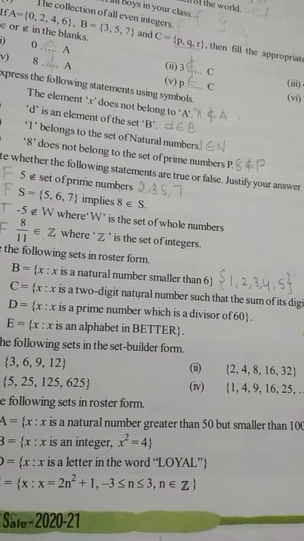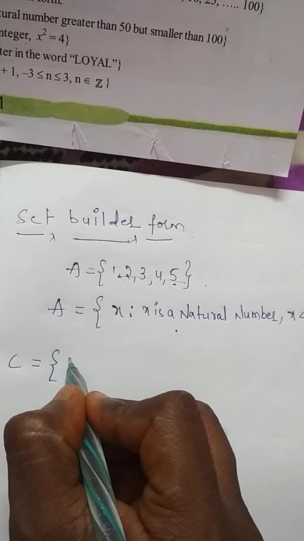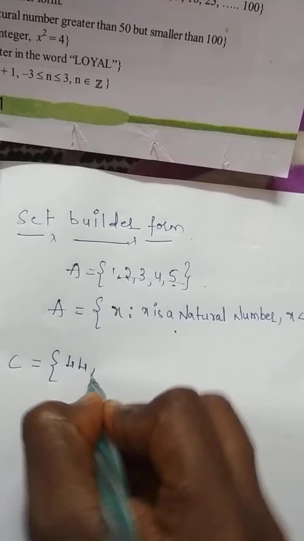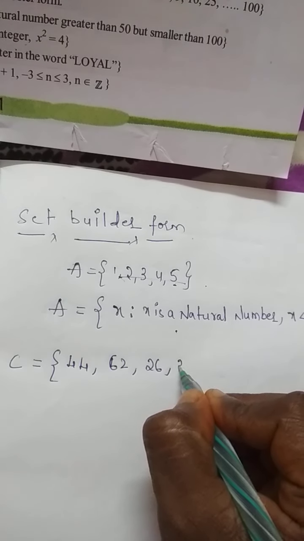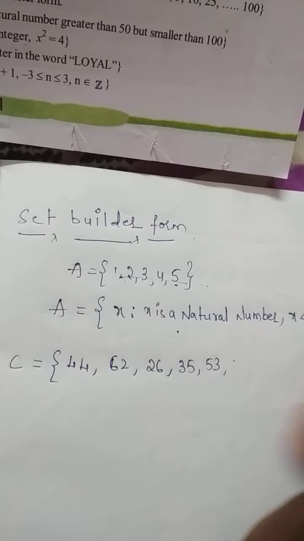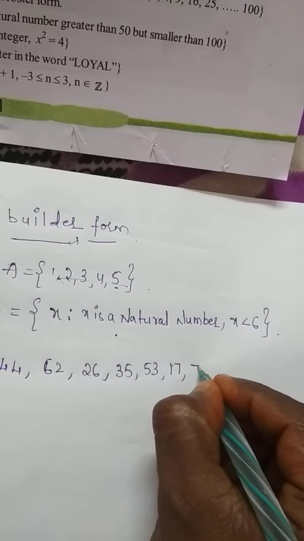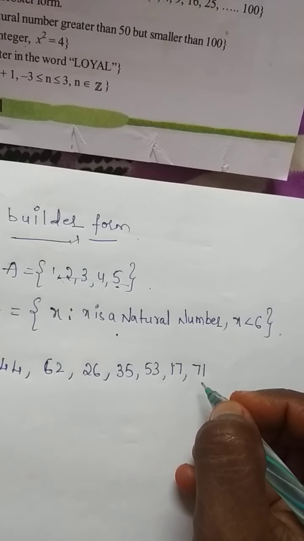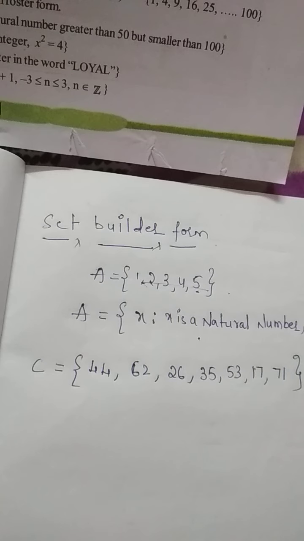Right. x is such that x is a 2-digit natural number such that the sum of digits is 8. Sum of digits is 8. C is equal to, 2-digit numbers whose digits sum to 8: 44, 62, 26, 35, 53, 17, 71. Okay. Next, D is equal to x such that x is a prime number which is a divisor of 60. That you do.